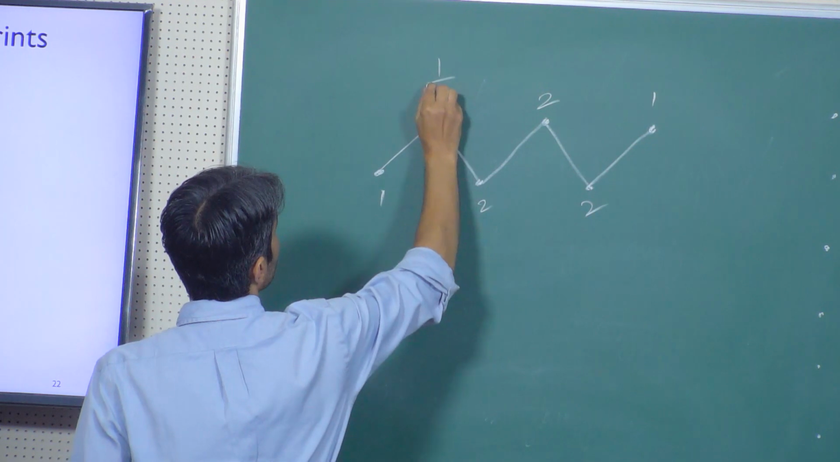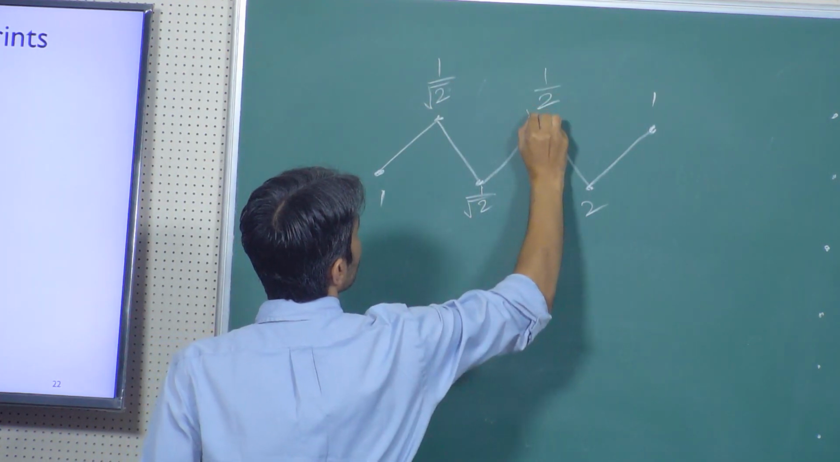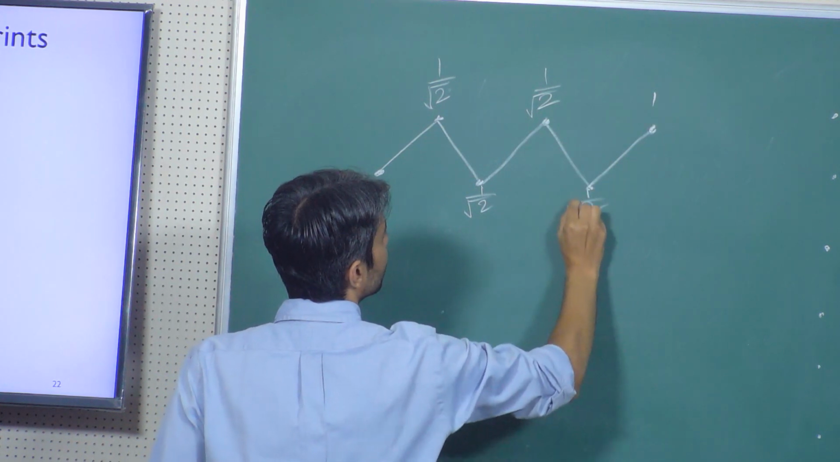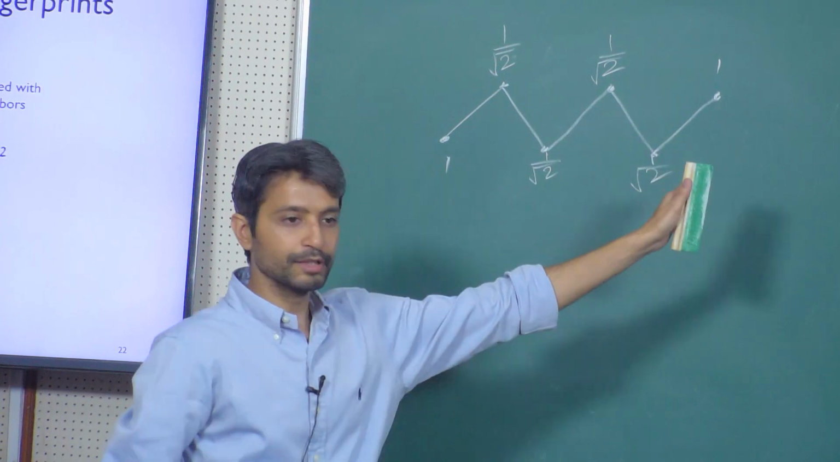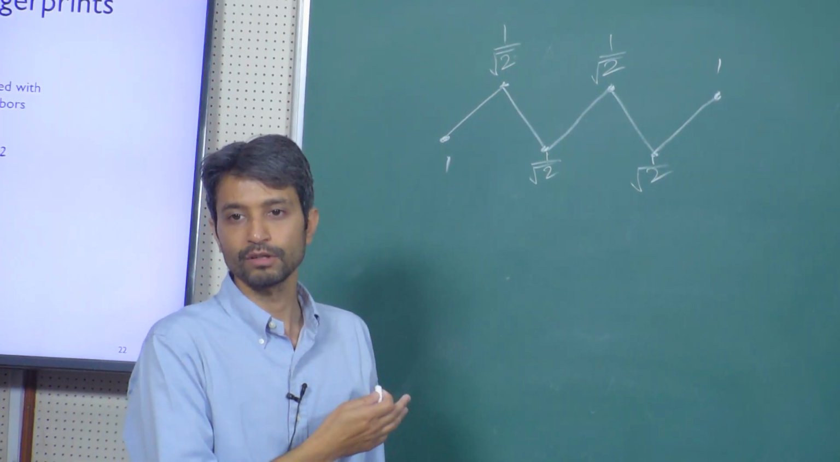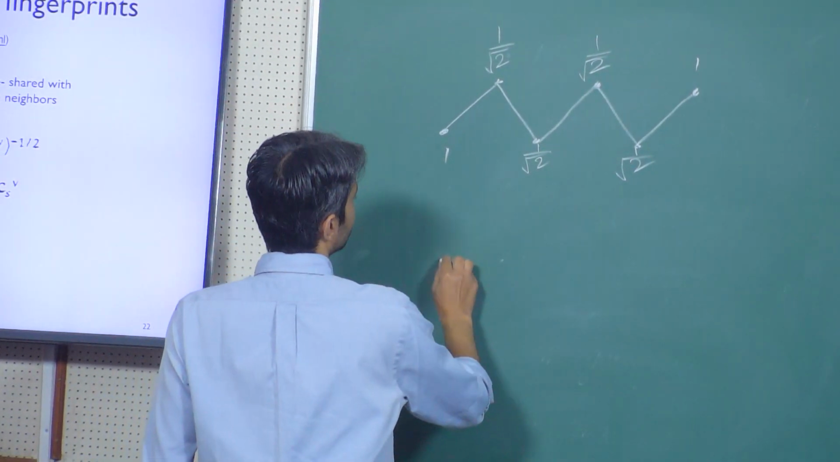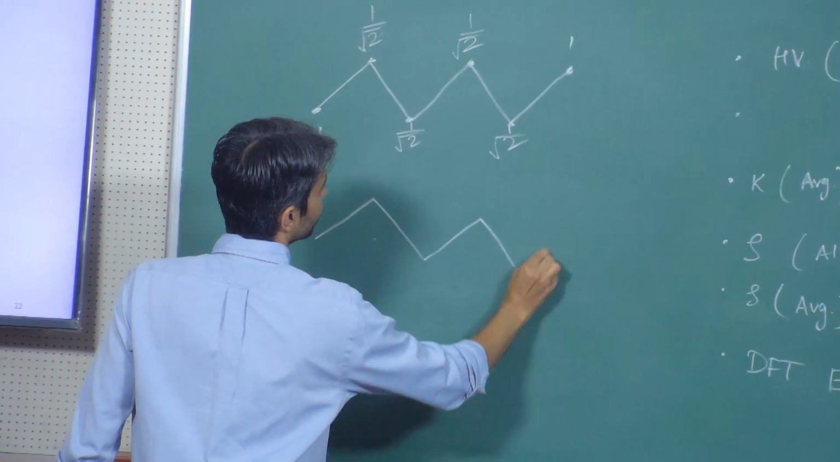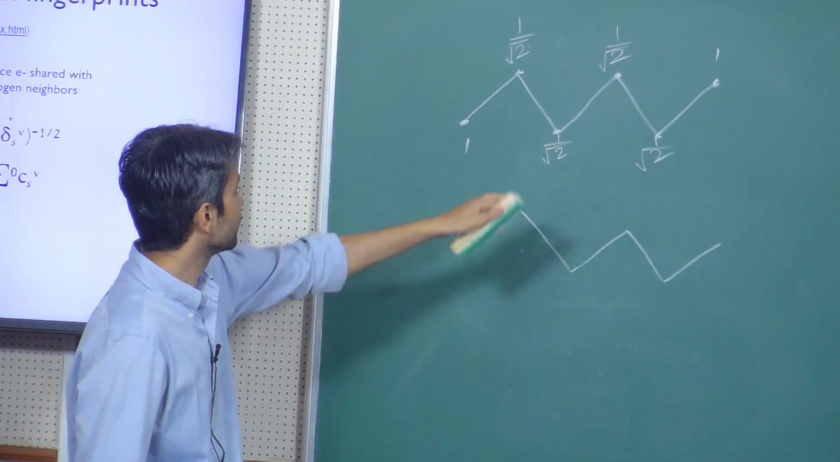This one will become 1 by root 2. This is also 1 by root 2, 1 by root 2, and then this is 1. Okay, I sum all of them. This is one feature of this graph. Next time what I will do is, so if you sum it up, I think, okay, we'll see it.